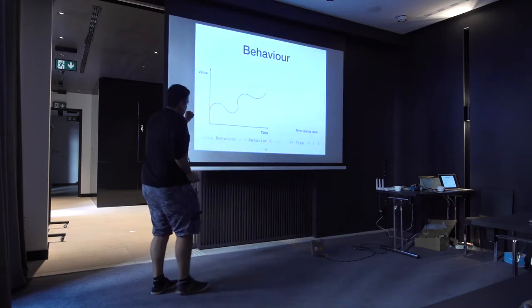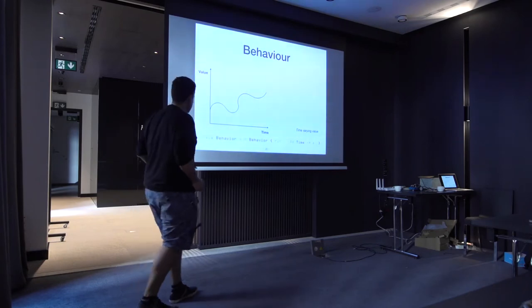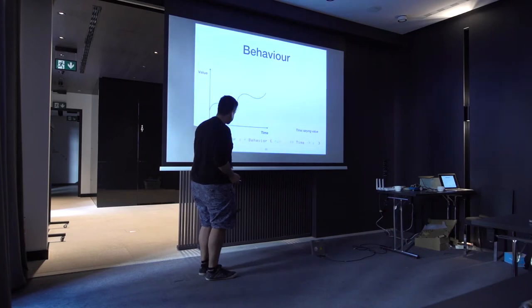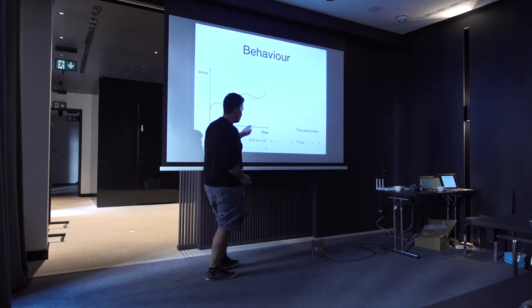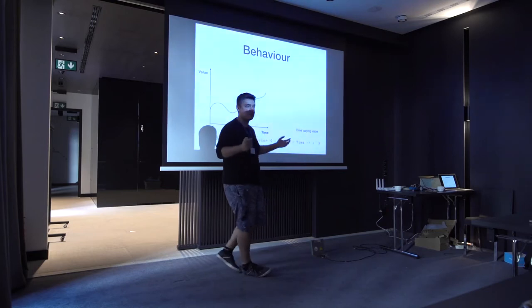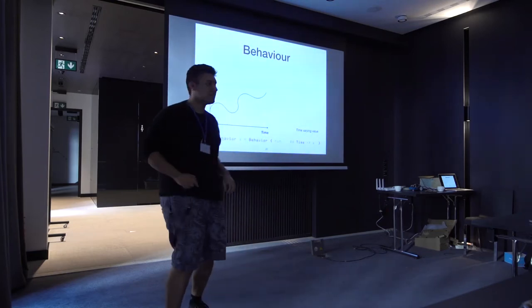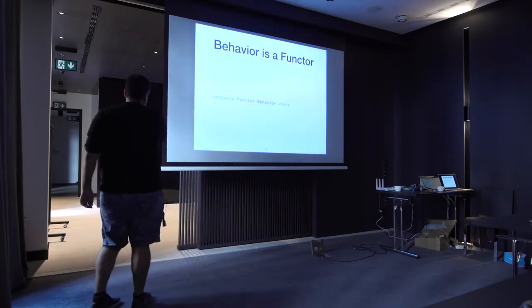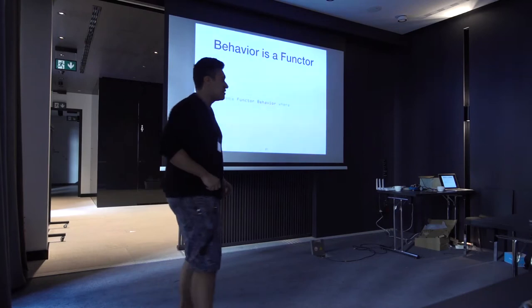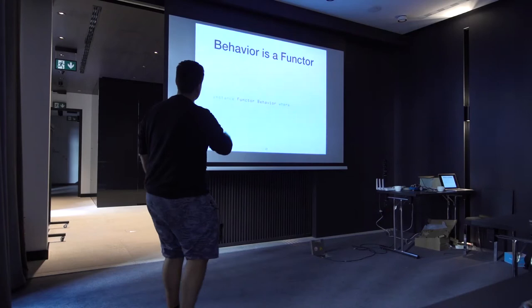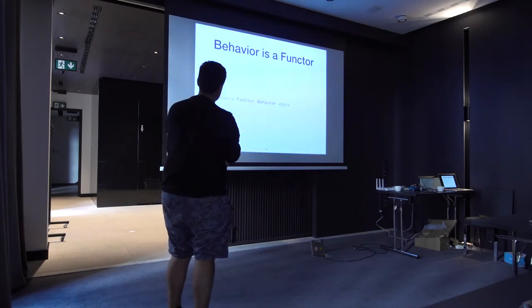The way that we represent this is by a new data type. It has one parameter, A, and we use record syntax. So we can run it, and if you give it some time, it's going to give you back an A for every point in time. Clear enough? Okay, so the first observation is that if you have this behavior, you can actually implement the functor, and make it an instance of functor.